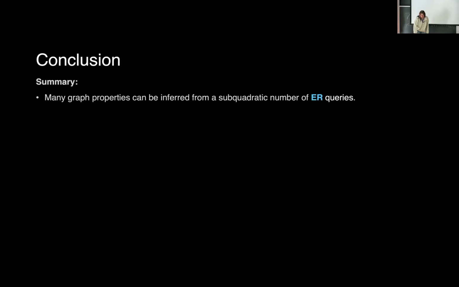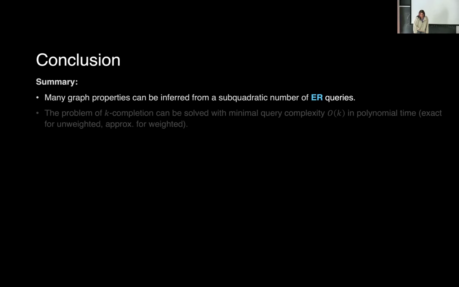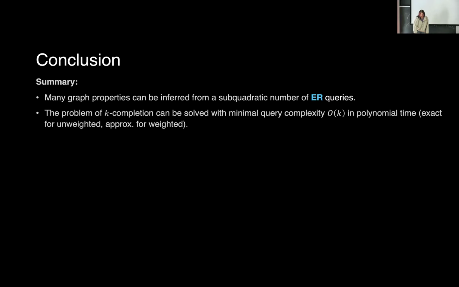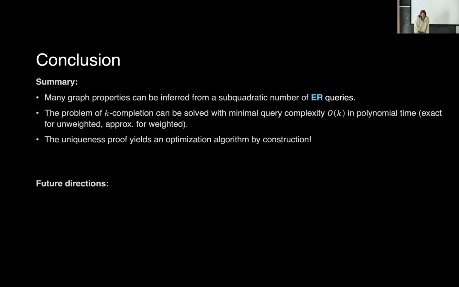So in conclusion, we know that we can infer a lot of different graph properties. We can reconstruct, we can complete using effective resistance queries. We can also detect various versions of connectedness and adjacency. So we have that with a minimal query complexity, we can do completion of the graph, and we get an approximation algorithm for weighted graphs and an exact algorithm for unweighted. And it's exactly the uniqueness proof that gives us this optimization algorithm, which is kind of neat.